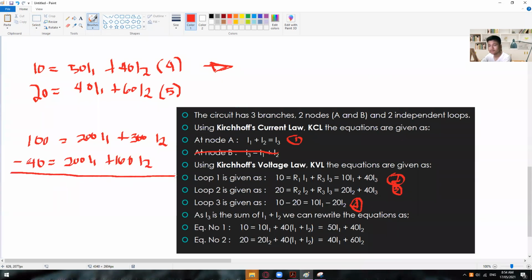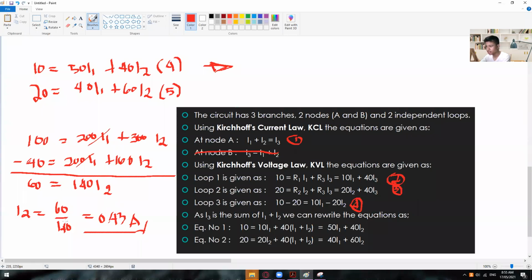Okay, so 100 minus 40 is equal to 60. So 200 minus 200 is of course 0. And 300 minus 160 is 140I sub 2. And then from here, you can now solve the value of I2. So I2 is equal to 60 divided by 140. Let me just use my calculator. 60 divided by 140 is 0.428 or 0.43 amps. Okay, that is already the current for I sub 2.